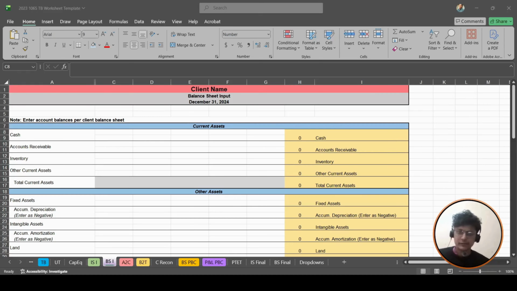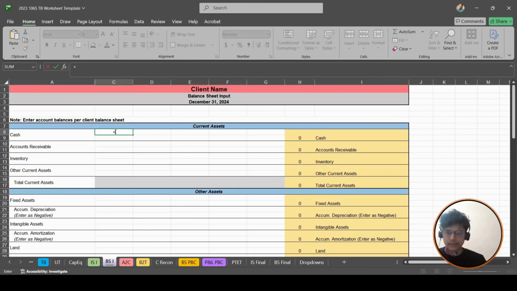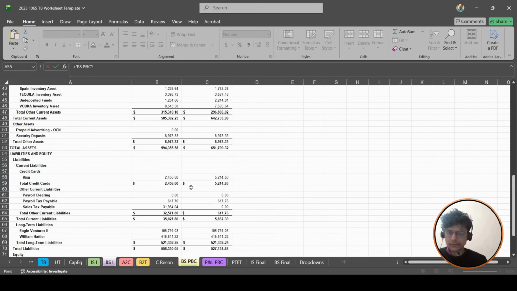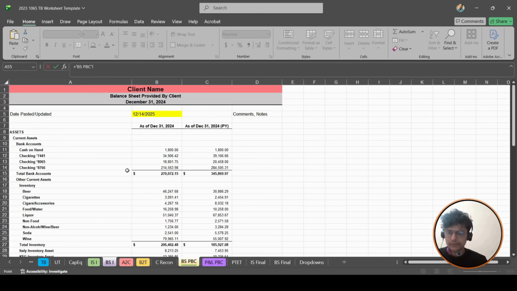We have completed the profit and loss account. Now we are coming to the balance sheet. Income statement initial is done. Now we're coming to the balance sheet part. Okay, so here's a blank balance sheet initial. We'll link the data from the balance sheet provided by the client.